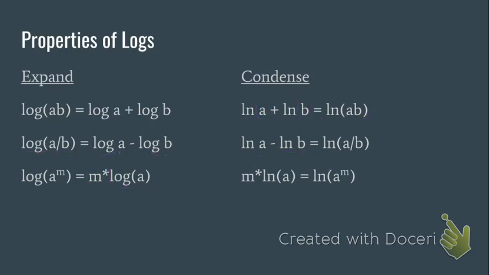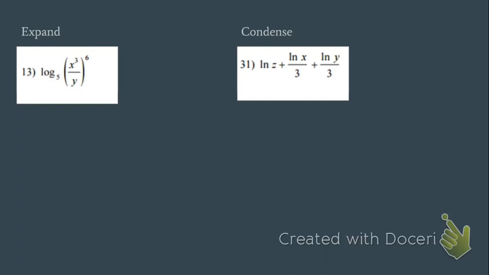All right, and they're very similar to the exponent properties. When you multiply numbers with the same base, you add the exponents. Division goes to subtraction, and exponentiation goes to multiplication. So here we're going to expand out this number 13. The first thing I notice is this number 6 here. So we're going to bring that out front, and we're going to rewrite this as 6 times the log of x cubed over y.